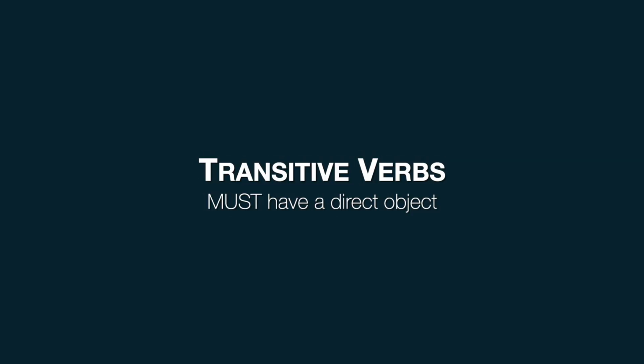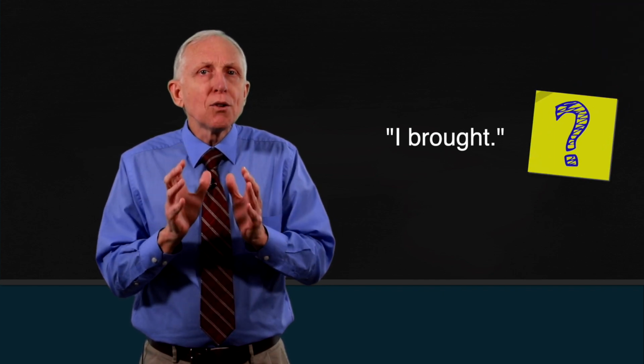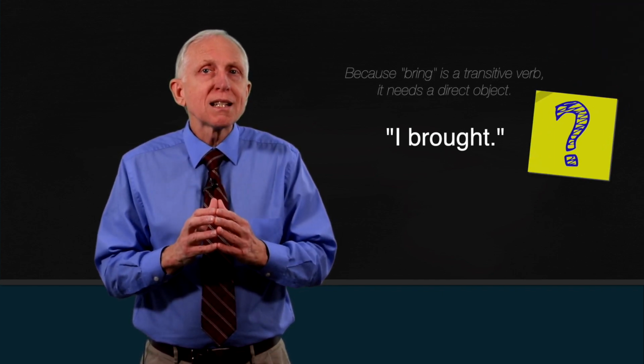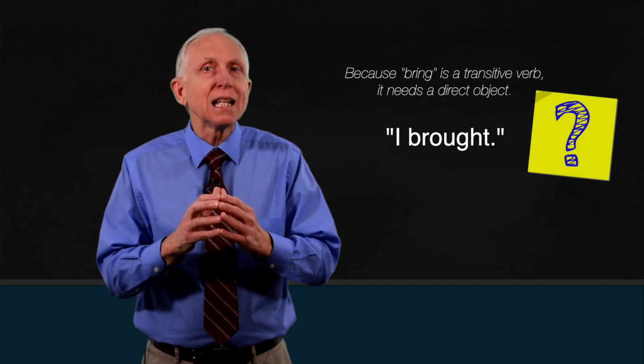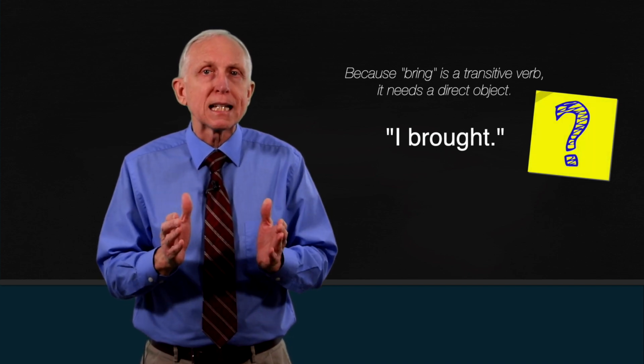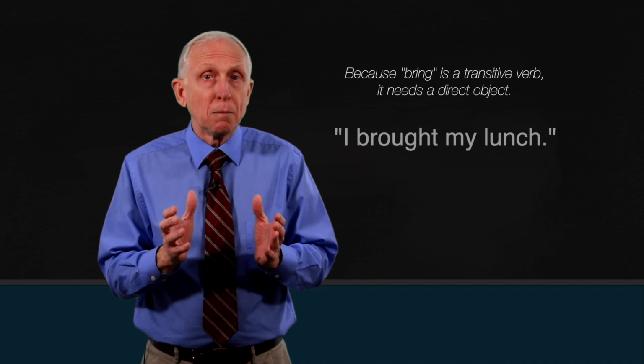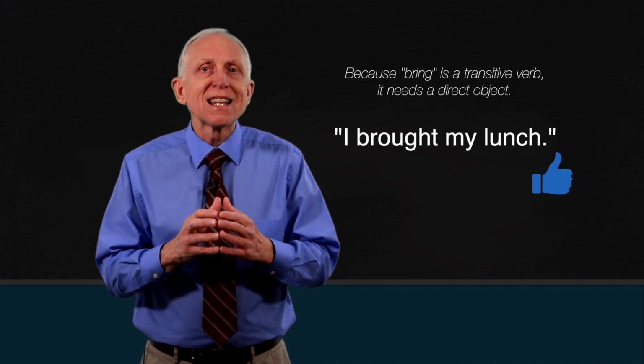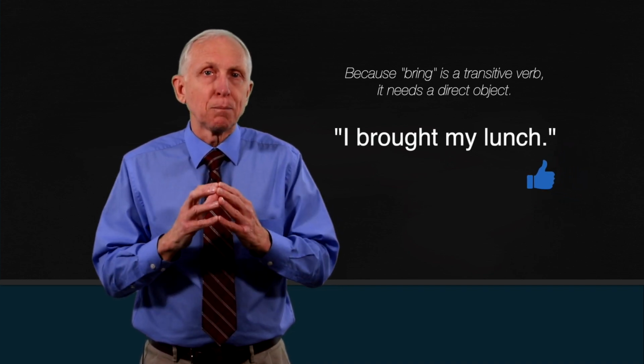First, let's look at transitive verbs. These are verbs that need a direct object. For example, if you say, "I brought," it doesn't make any sense because we don't know what you brought. Brought is a transitive verb and it needs a direct object to be complete. Now, if you say, "I brought my lunch," well, then the sentence makes sense because it's complete.